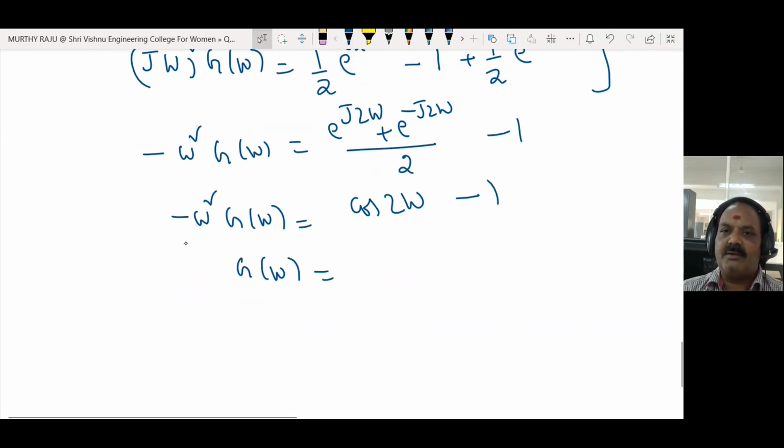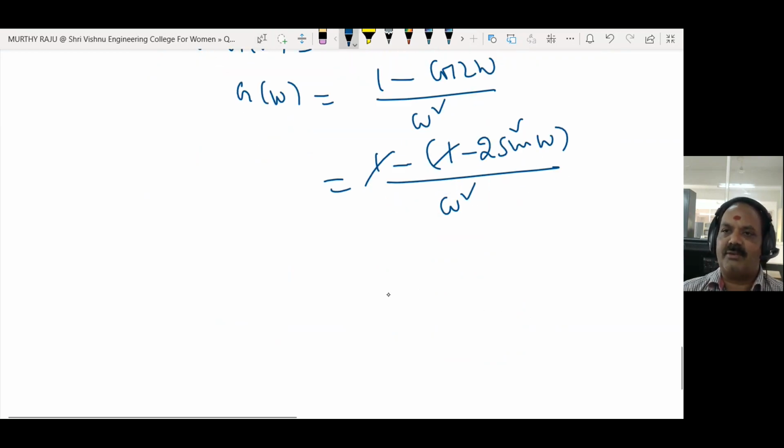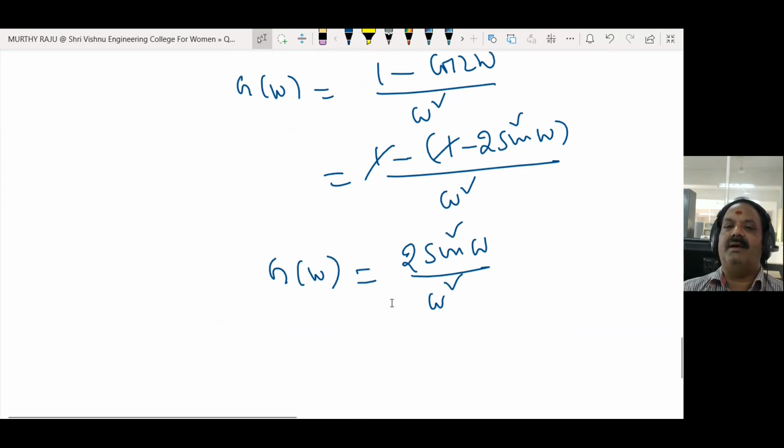G of omega is equal to minus, here the minus sign is there, that is 1 minus cos 2 omega by omega square. 1 minus cos 2 omega: cos 2x is equal to 1 minus 2 sin square x, over omega square. Minus 1 cancels with plus 1. Minus into minus gives plus 2 sin square omega by omega square. This is G of omega.